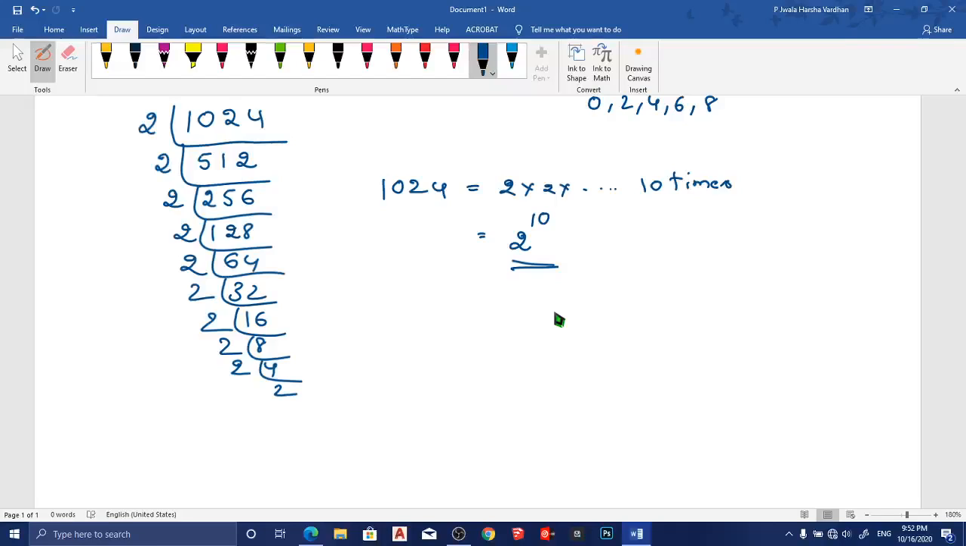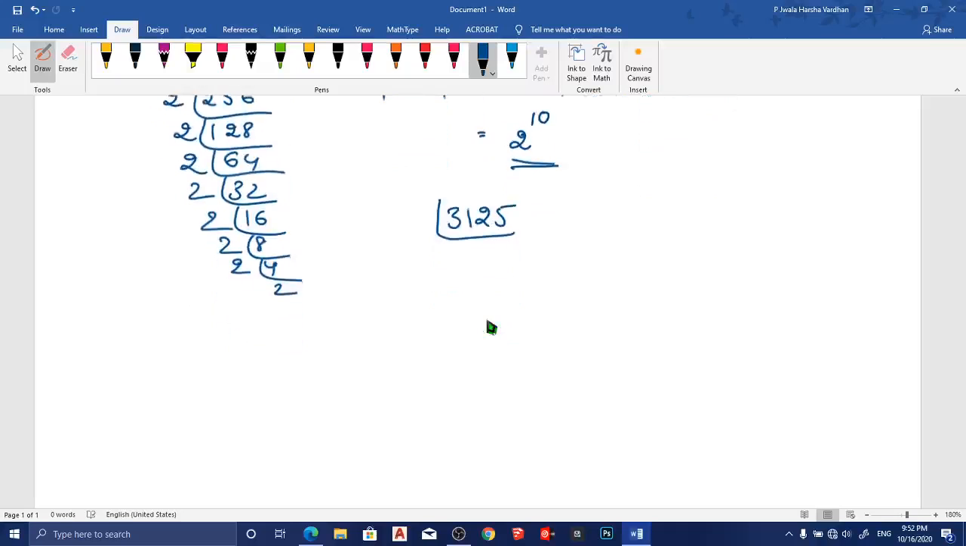I will show one more number here. To write 3125 as the exponential form, here the last digit is 5, so it can be divisible by 5.